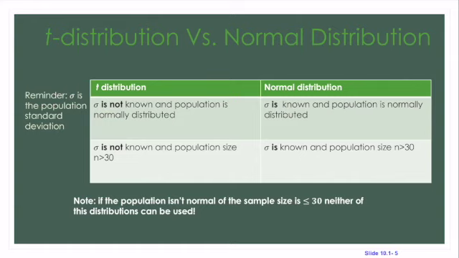You use a normal distribution when your standard deviation is known and the population is normally distributed, or the sample size is greater than 30. You use a t-distribution when you do not know your standard deviation and your population is normally distributed, or your sample size is greater than 30, okay? Note, at this point in this class, if the population isn't normal and your sample size is less than or equal to 30, neither of these distributions can be used.